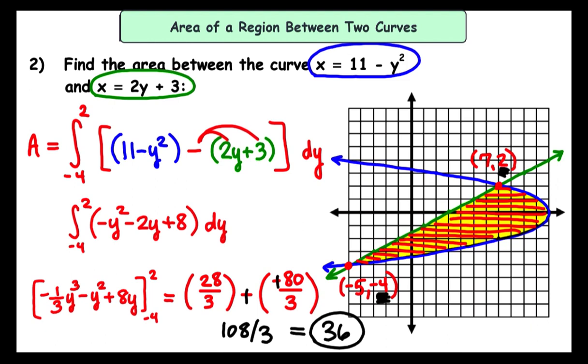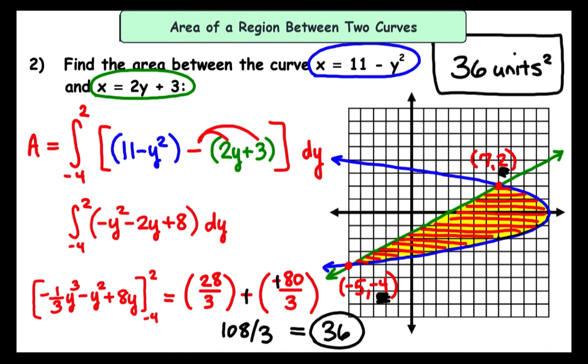Now I just take a moment to stare at my picture. I'm like, is that a reasonable answer? 36 blocks being colored in? It looks to be true. I mean, it's obviously not way off, so I feel pretty good about that answer. And 36 square units does, in fact, happen to be the correct answer here.